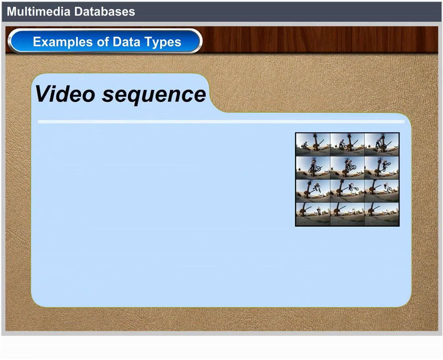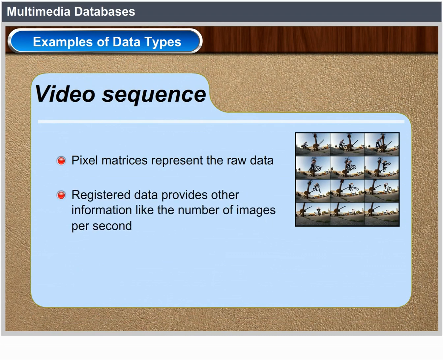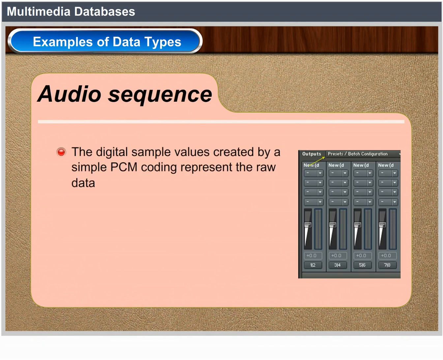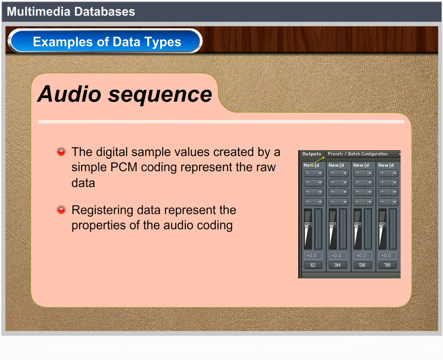Video sequence. Pixel matrices represent the raw data. Registering data provide, in addition to other information, the number of images per second. Descriptive data provide a scene description. Audio sequence. The digital sample values created by a simple PC encoding represent the raw data. Registering data represent the properties of the audio coding. Descriptive data represent the content of the audio.